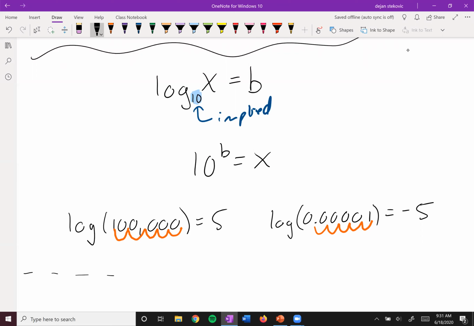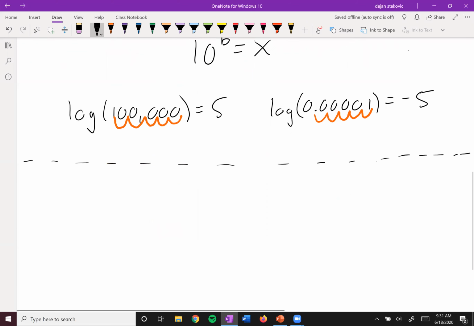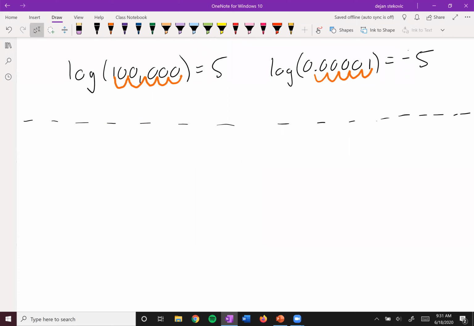You don't have to have a great understanding of logs because you do have a calculator, obviously, but it does kind of help if you understand how logarithms work. And we'll talk about them a bit more later on.